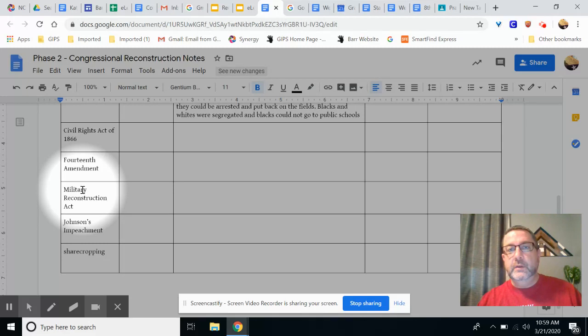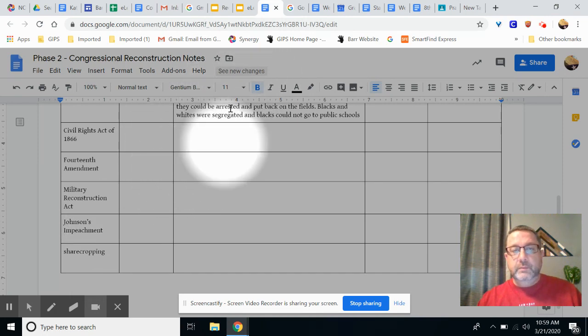And you'll learn about that. Johnson's impeachment. So this is President Andrew Johnson gets impeached. He gets charged with a crime, and then he's going to be put on trial. And the results of that are either going to be positive or negative for African Americans. And then this idea of what's called sharecropping. And you're going to see what that's all about.